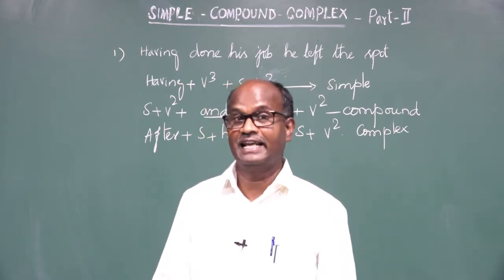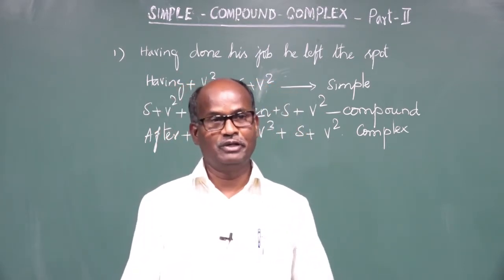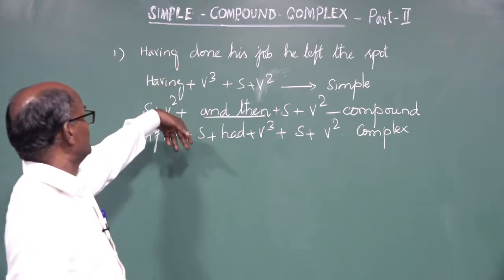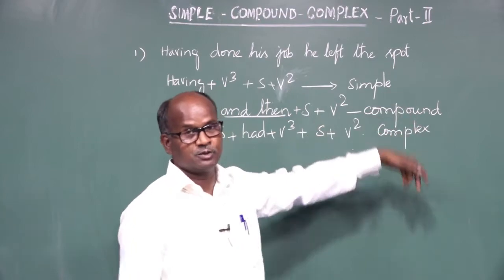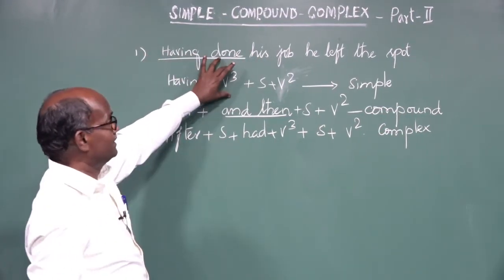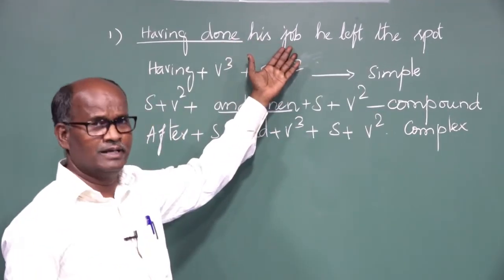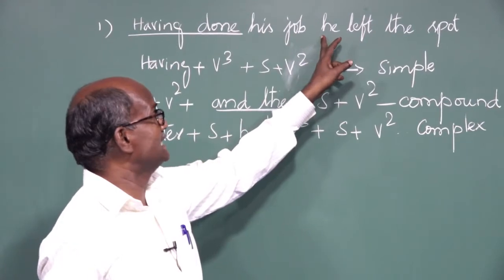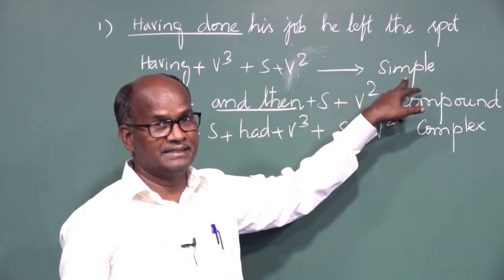This is what we have seen in earlier classes and also in the earlier part 1 video. Now we are going to see the example, the continuation. Having done his job, he left the spot. Having done, that is having plus verb third form. Next you see the subject, the remaining item you leave as it is, and then you see the subject and the verb second form. This is called a simple sentence.